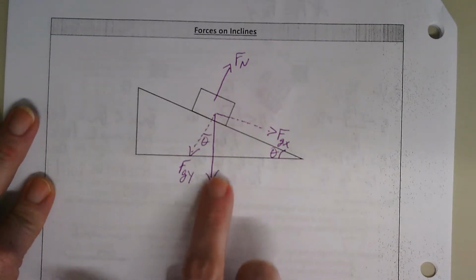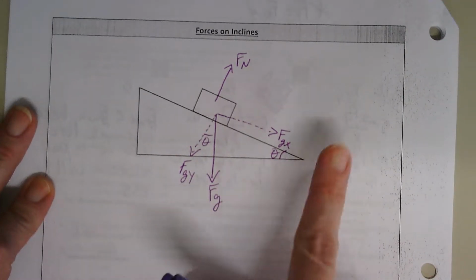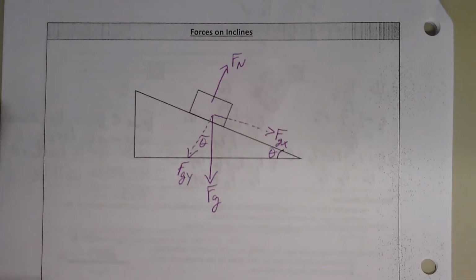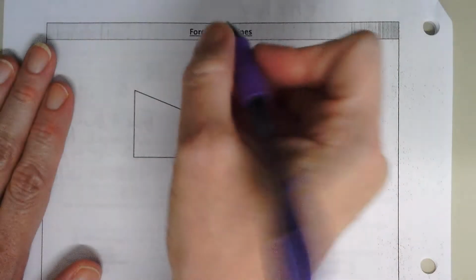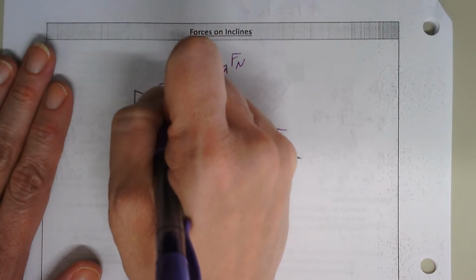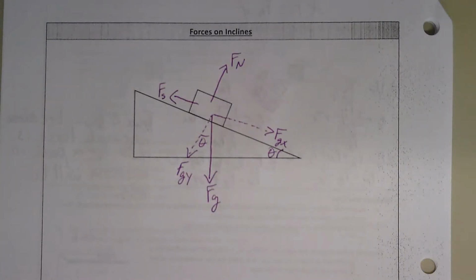So you're splitting gravity and you're taking FGX and FGY with respect to a vertical axis, not a horizontal axis, okay? And if it's sitting stationary, then that means I have friction going this way. So I'm going to call it Fs for static friction.